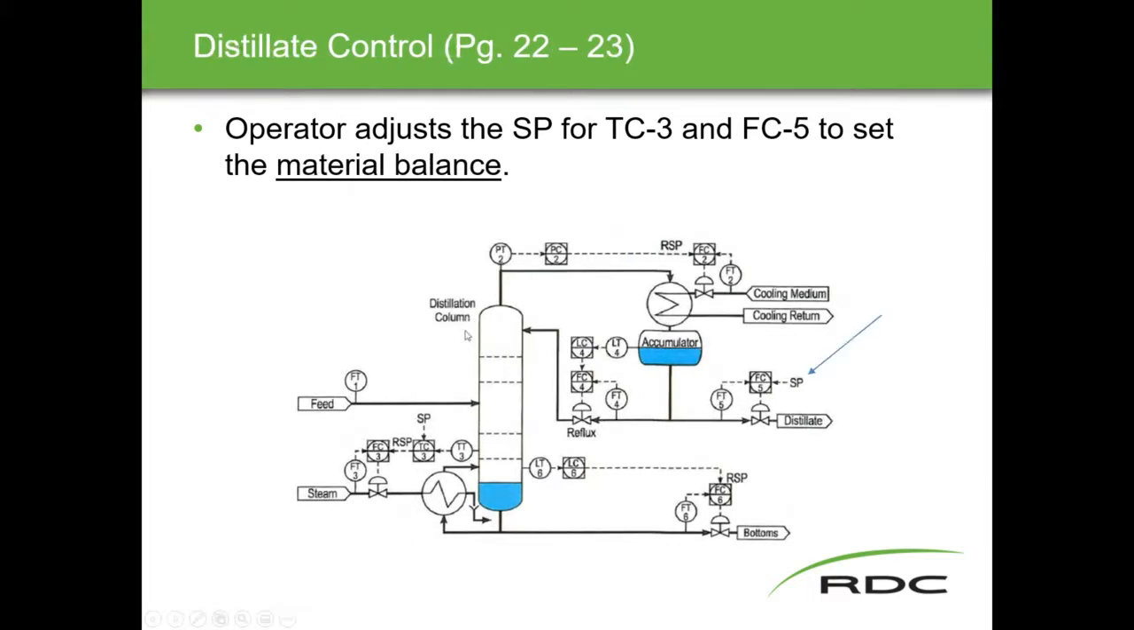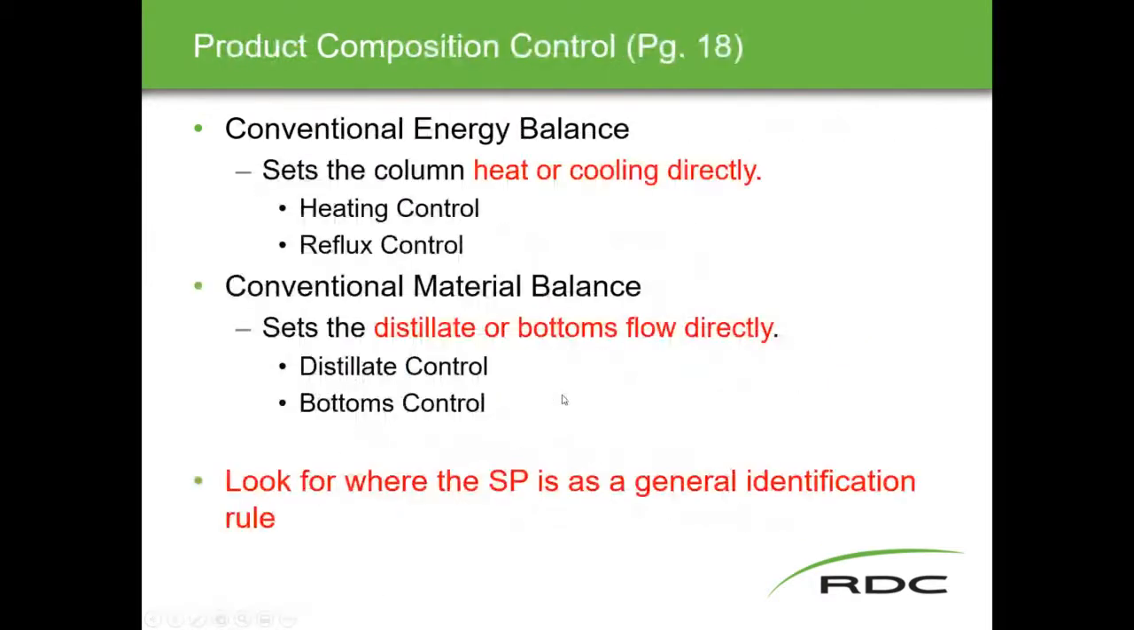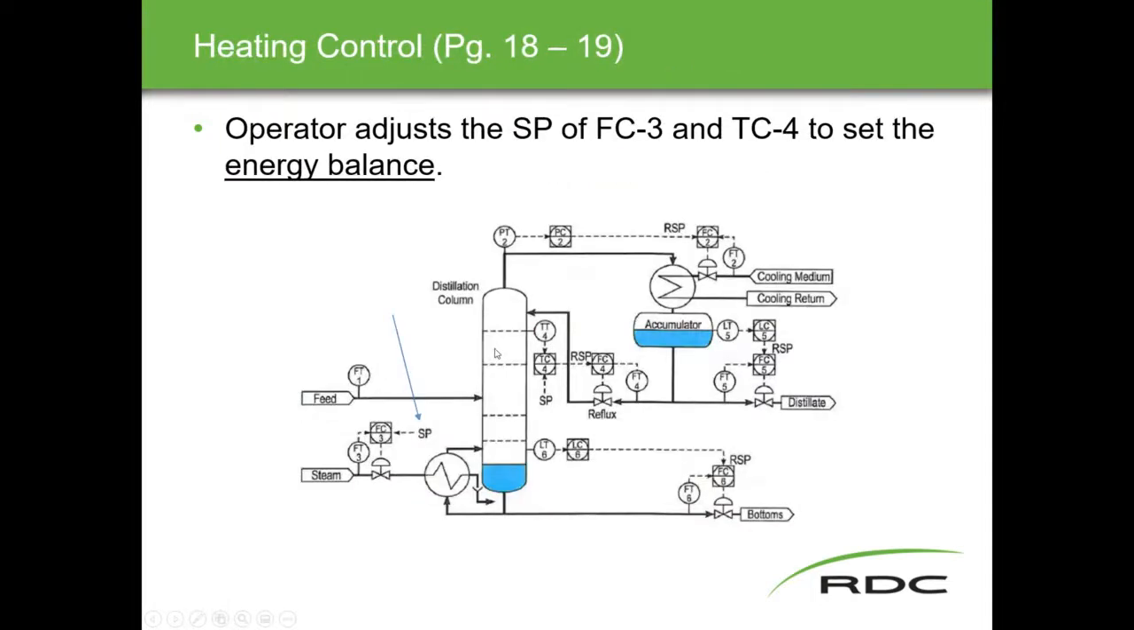Okay, next slide here, distillate control. Looking at distillate control, how do we know it's distillate control? Because there is a set point over here on distillate. So the operator will adjust the set point for TC3, which is way over here, and FC5 to set the material balance. So again, set point here, material balance. We got distillate and bottoms.